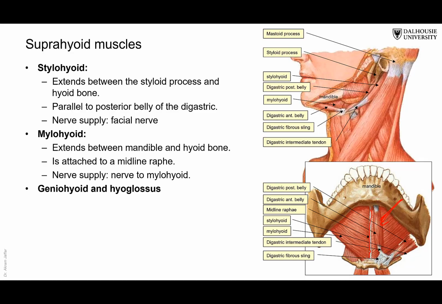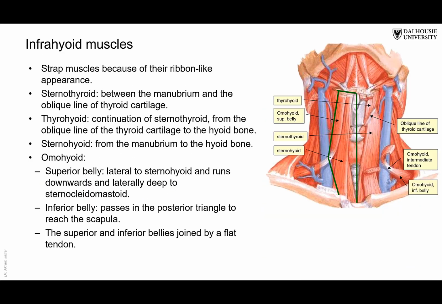Now, these are two other muscles, the suprahyoid muscles. I'm not going to talk about them. We are not going to dissect them today. We are going to dissect them when we deal with the mouth, the geniohyoid and the hyoglossus. Now, those were the suprahyoid muscles.